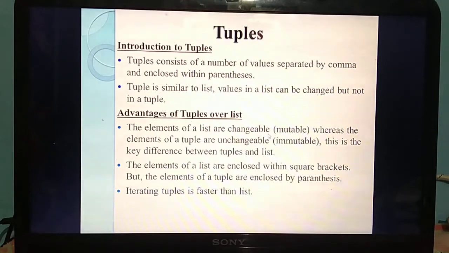Then the second difference: the values in a list are enclosed within square brackets, but in a tuple the values are always enclosed within parentheses. Then inside a loop, compared to a list, a tuple is very fast. The working of a tuple inside a loop is much faster than a list. Understand? We have studied three points. In a list the values can be changed, in tuples they cannot. The values in a list are enclosed within square brackets, here within parentheses. And iteration in a tuple is faster than in a list.